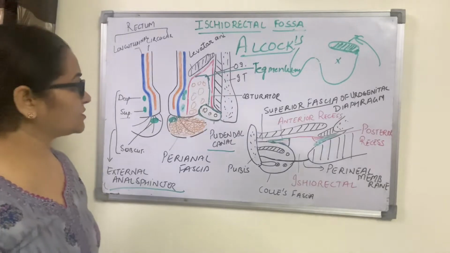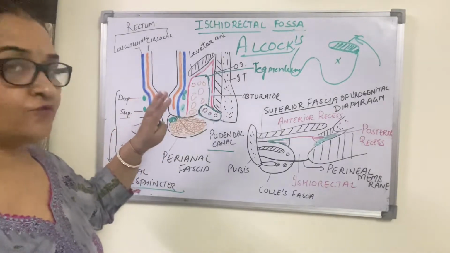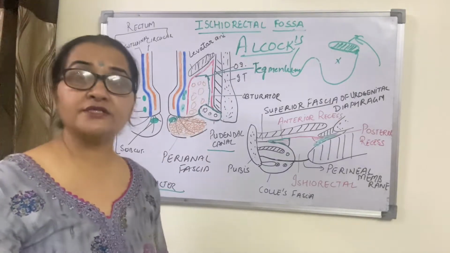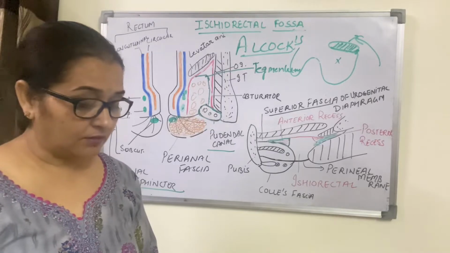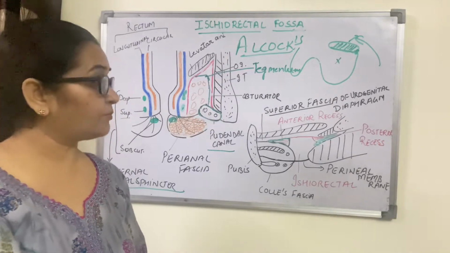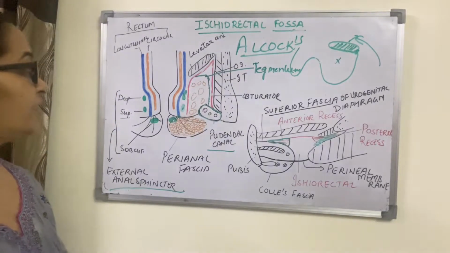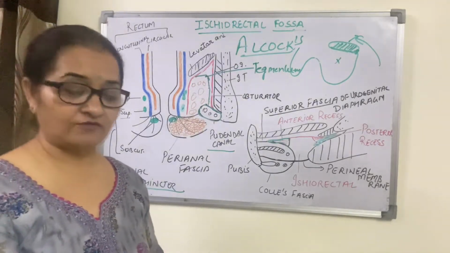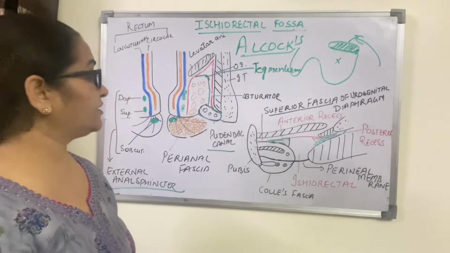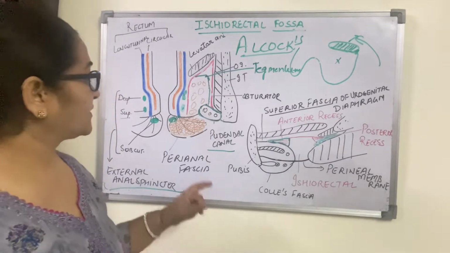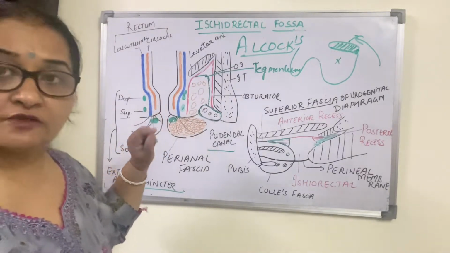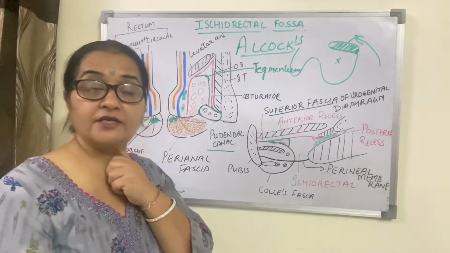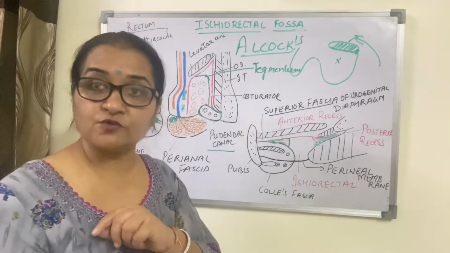So this is about the different walls of the ischiorectal fossa. Now what is important are the different contents of this ischiorectal fossa. That is very important. It is filled with fat. Clear? So ischiorectal fat is one content. Then the inferior rectal vessels and nerves. Then the posterior scrotal nerves and vessels in case of males, and posterior labial vessels and nerves in case of females.